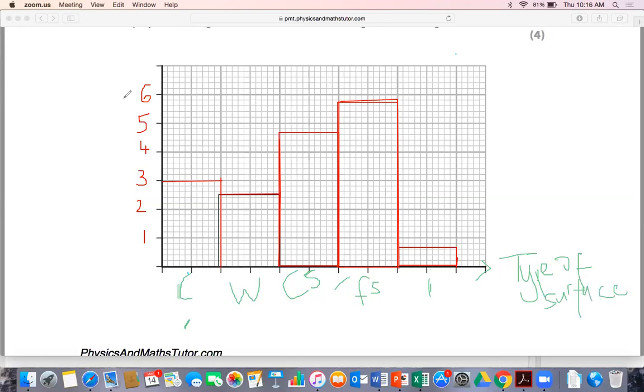And then the y-axis, what is it? Average. Average, what is the unit? Okay, why got another average? So look, you should get something like this.